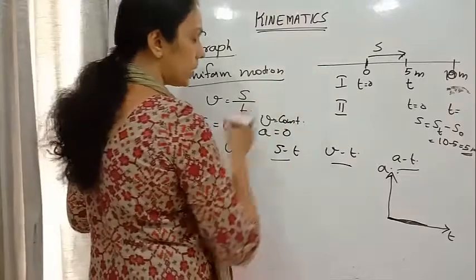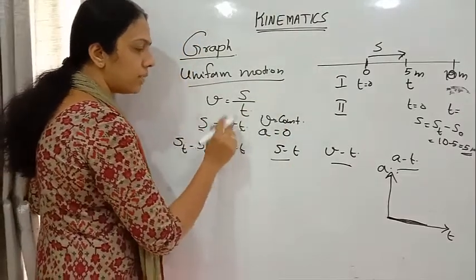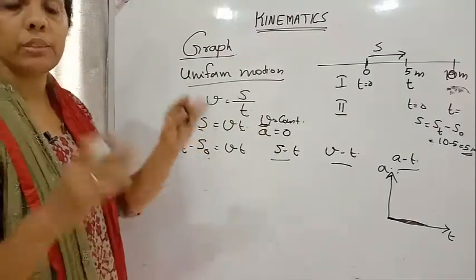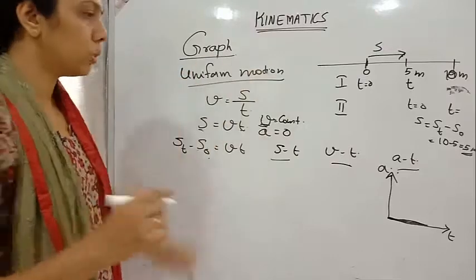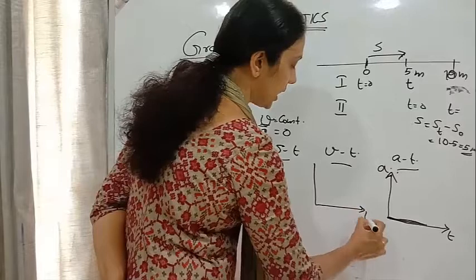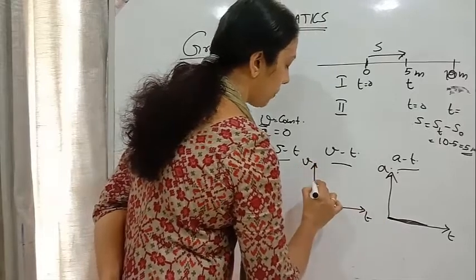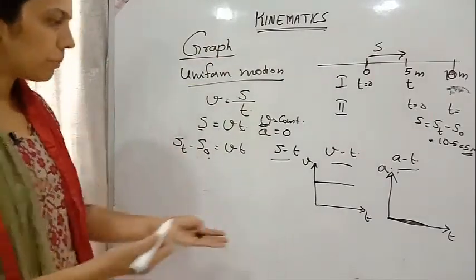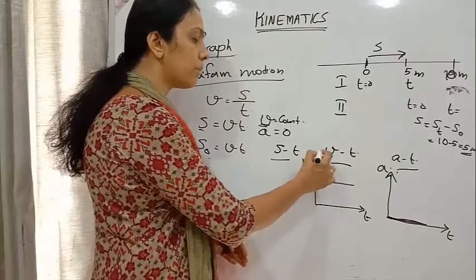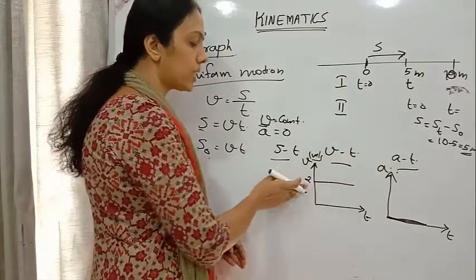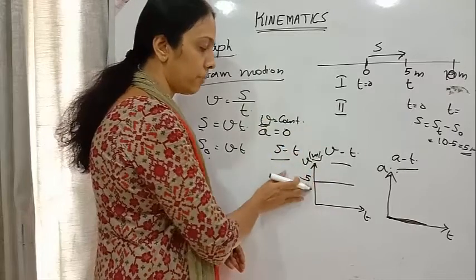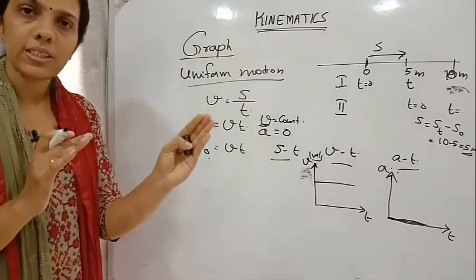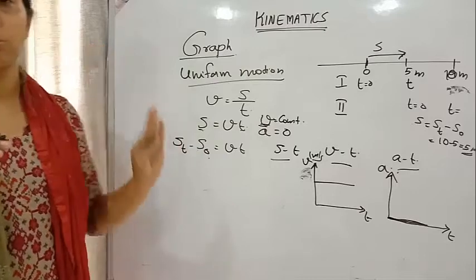Then what about the velocity time graph? We know that velocity is a constant. Whatever the time interval, velocity will be constant for uniform motion. Then if I draw a velocity time graph, the shape of the graph will be parallel to the x-axis, parallel to the time axis. If it is 2 meters per second, we represent 2 here; if it is 5 meters per second, we represent 5 over here. So this will be the shape of the velocity time graph if the object is under uniform motion.